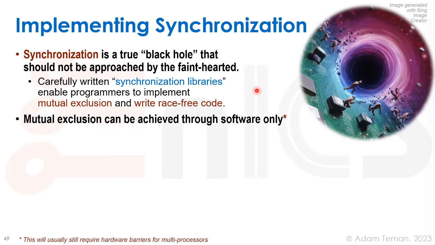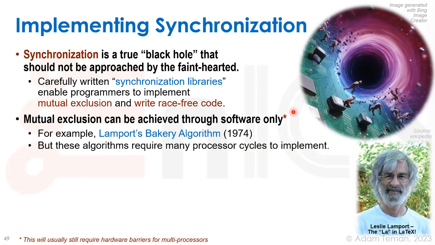So you can do this through software only. It usually still requires additional types of primitives such as hardware barriers, which I'm not going to be discussing over here, once you're using multiprocessors. So for example, Leslie Lamport introduced Lamport's bakery algorithm in 1974, and there are several other algorithms like this, but they really require many processor cycles to implement this type of mutual exclusion. So it can take dozens or even hundreds of cycles just to acquire or release a lock.